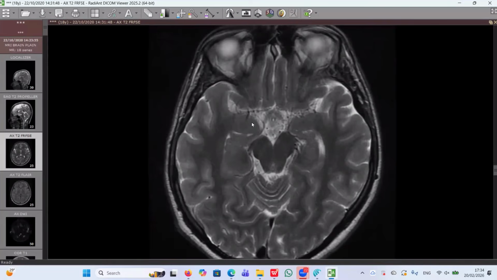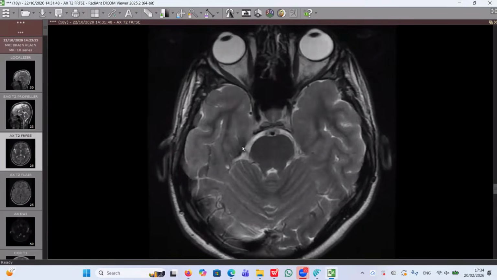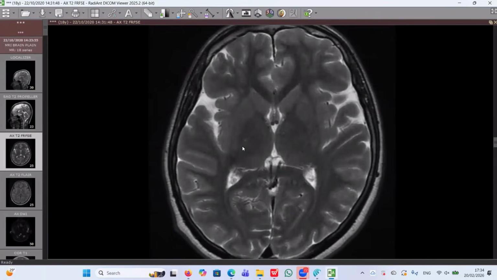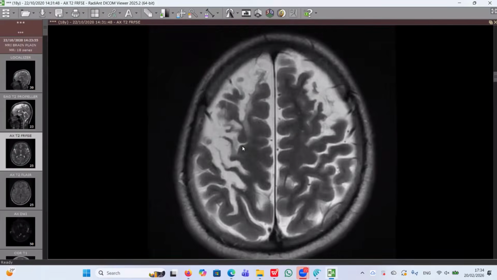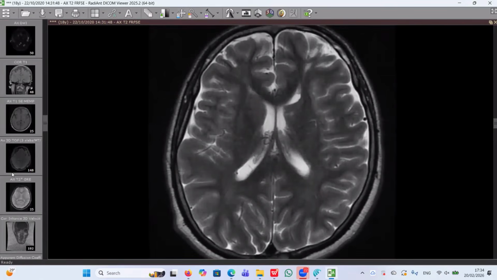Multiple signal flow void structures. Yes, more than normal. It's a network of vessels. Do you have any idea? This is the picture of Moyamoya disease. Yeah, you are perfect.